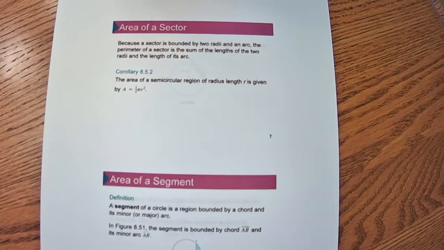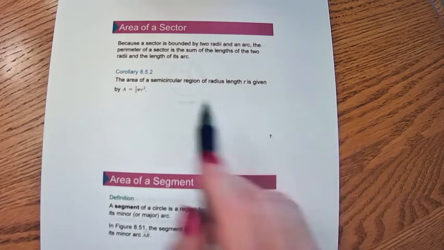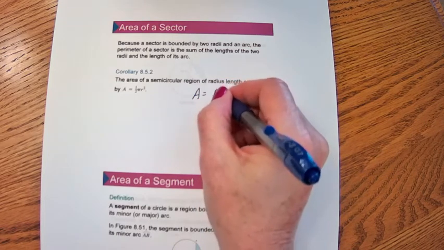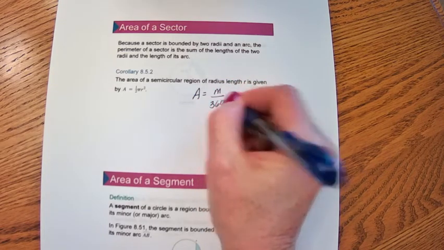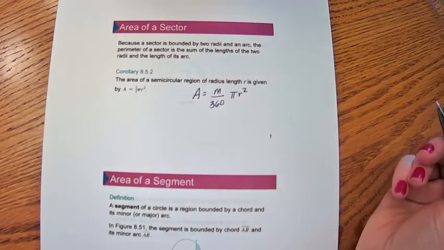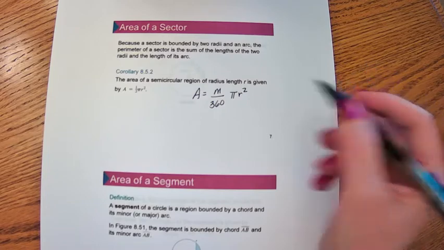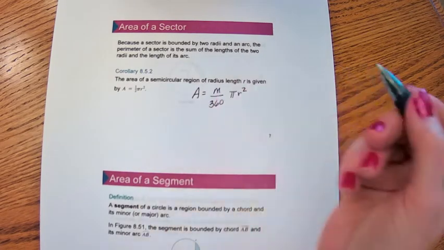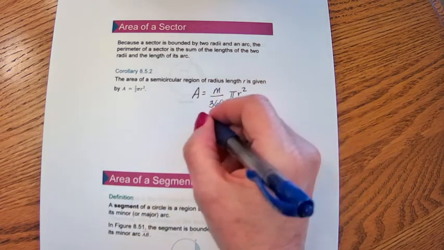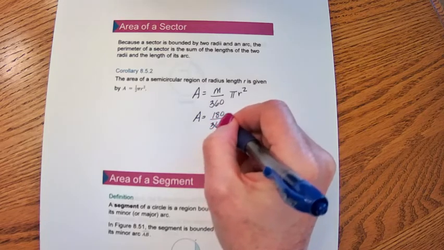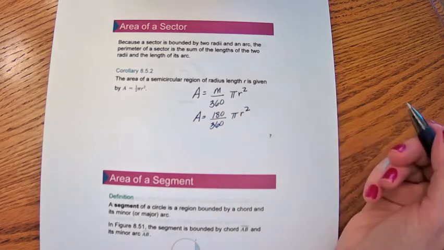One last thing about sectors before we move on to segments is that remember the area is going to be the central angle over 360 pi times the radius squared. Well, what if they're asking for the area of a semicircle? What would the central angle be for a semicircle? That's 180. It's a straight line. Pi times the radius squared.